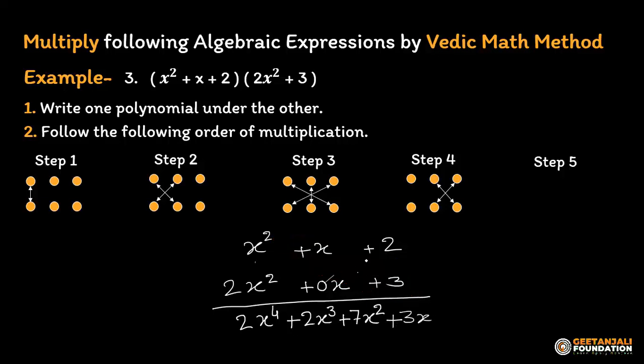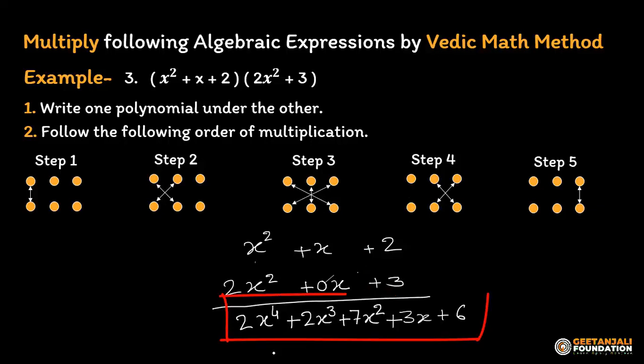Now in the fifth step, we move towards right once again and multiply the corner terms. So this is 2 times 3 will give us 6. So this is our final answer after multiplying these two polynomials. So you must have understood how we can multiply a trinomial with a binomial. So in that matter, I can say there can be any number of terms in the first polynomial and any number of terms in the second polynomial. With a little adjustment, you can use these rules.